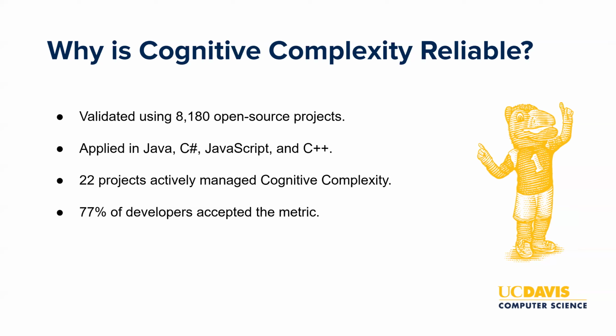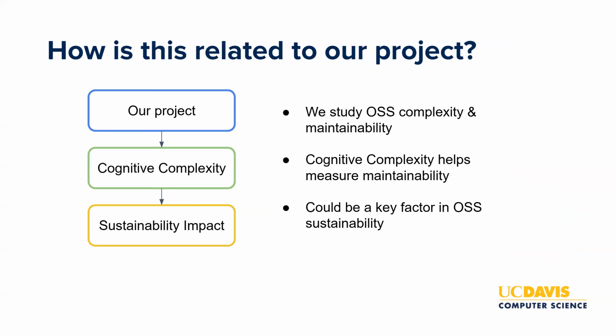By narrowing the scope to 22 projects where developers actively manage cognitive complexity issues, the study demonstrates that the projects largely accepted the metric, around 77%, highlighting its practicability and reliability in assessing code understandability. So by incorporating cognitive complexity, we can better evaluate code bases in open source software ecosystems and identify potential factors that affect maintainability.